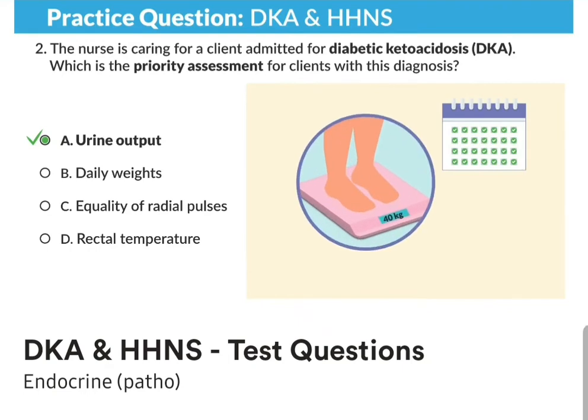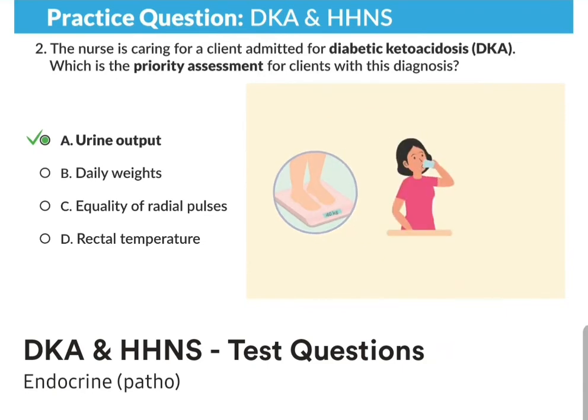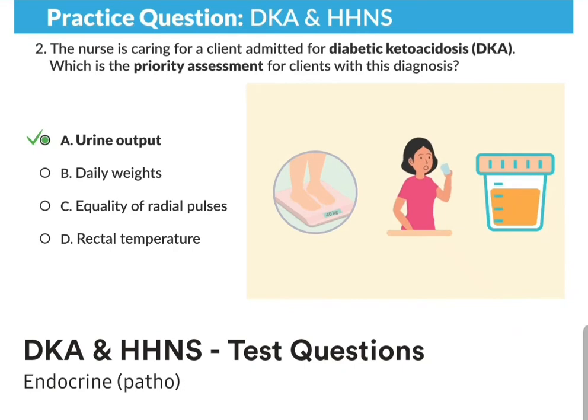Option B, those daily weights. Now, this is very close, but it's wrong. So listen close. Sure, daily weights can track water retention, but we want to track those I's and O's, that input and output, very closely for early intervention. So that's why option A, that urine output, is the priority assessment to intervene for that dry.